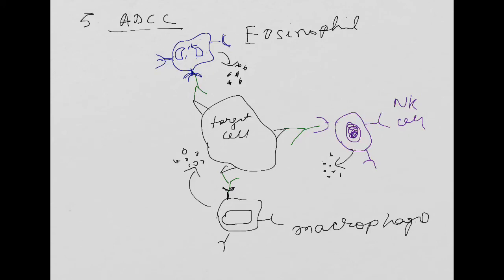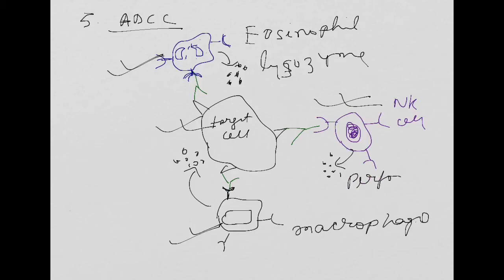So here we can see, suppose this is your target cell and we need to eliminate this cell. What will happen? Many cytotoxic cells, like NK cells, eosinophils, and macrophages, produce some cytotoxic substances like lysozyme, then perforin. All these substances are able to kill the target cell.